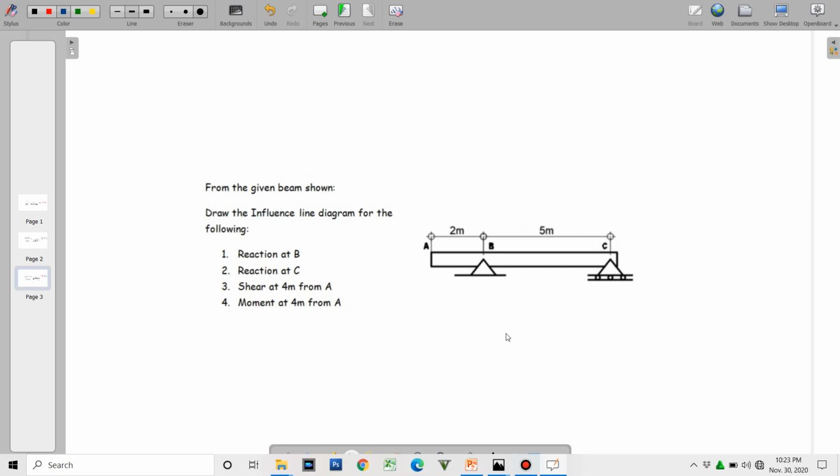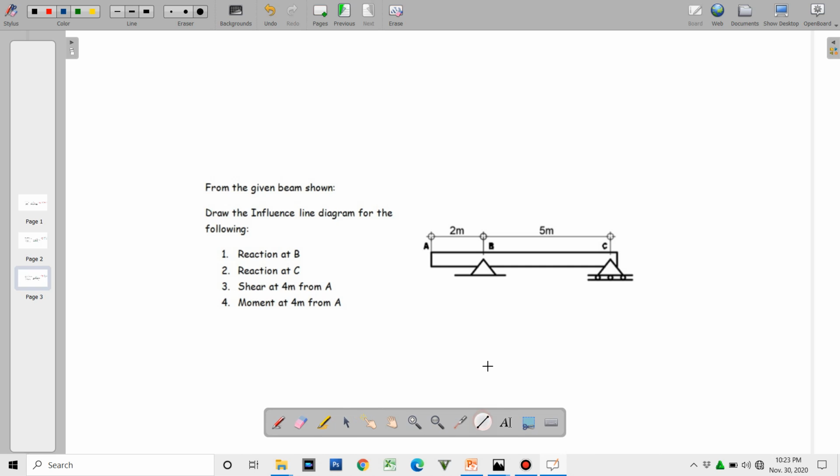So moving on to the third problem. So reaction at B. First, you're going to allow this to move upwards by 1, and it will simply have, okay, an ILD equivalent to this. So this is a pin connection at C. Basically it will just be rotated at C.